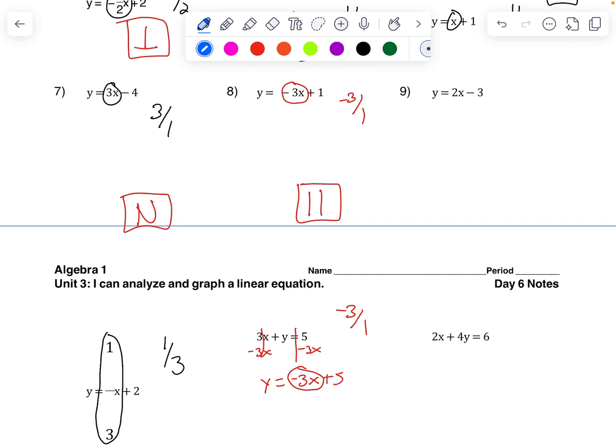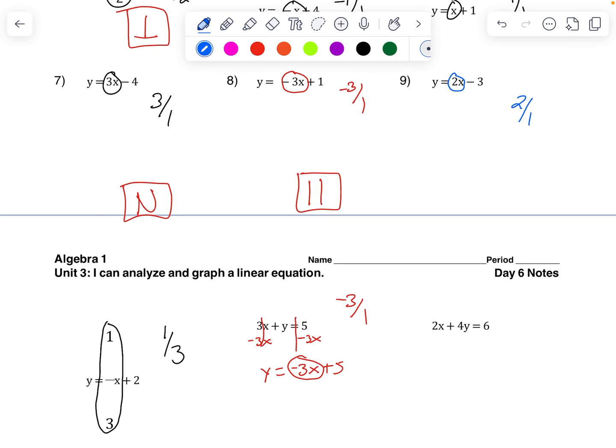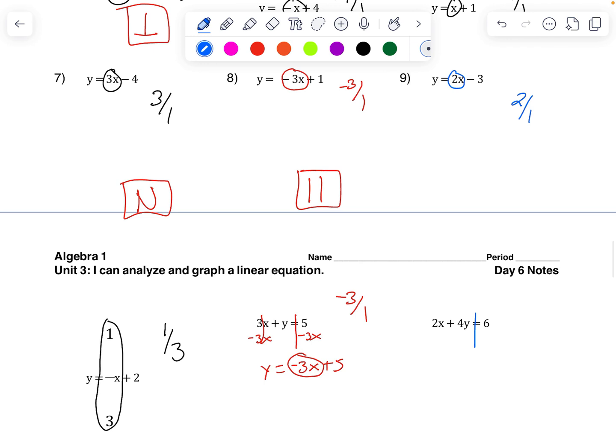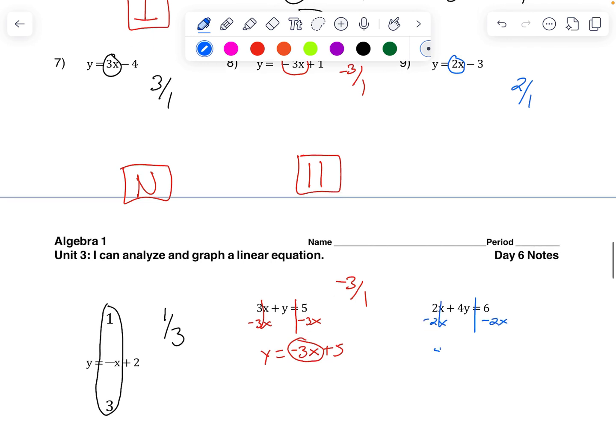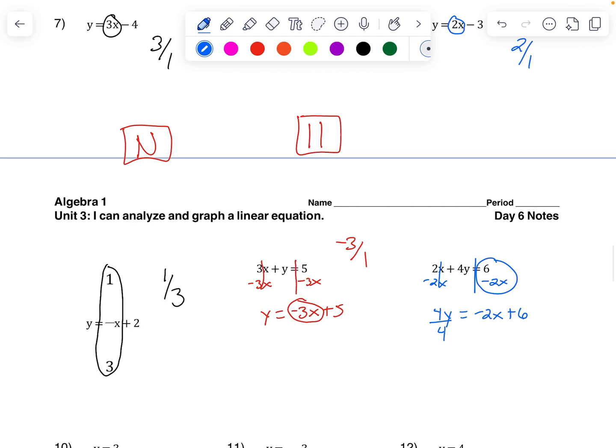Okay, number 9, the top equation, it is solved for, so I can go ahead and identify my slope right away. It's 2 over 1. However, the bottom equation is not solved for. We got to get y by itself, and this one's going to be a 2-step. So we're going to want to subtract 2x first. I have 4y left. Let's put this in the correct form, negative 2x plus 6, and then we're going to divide by 4. And because I'm dividing, I must do it to every term.